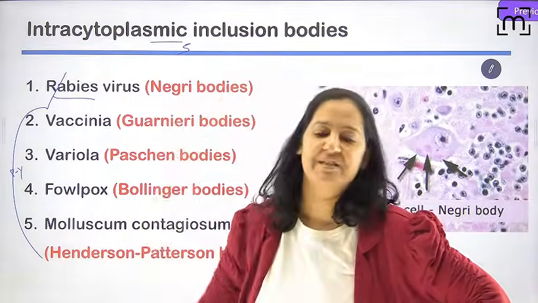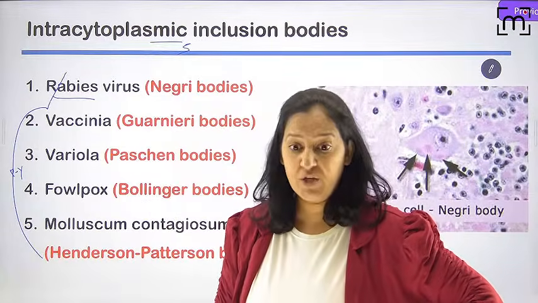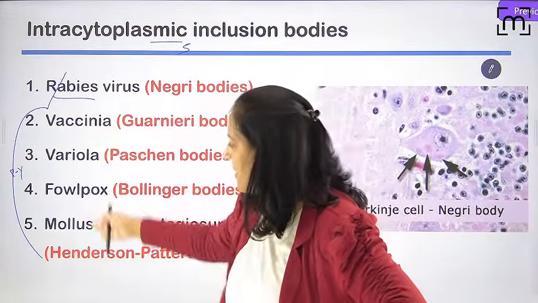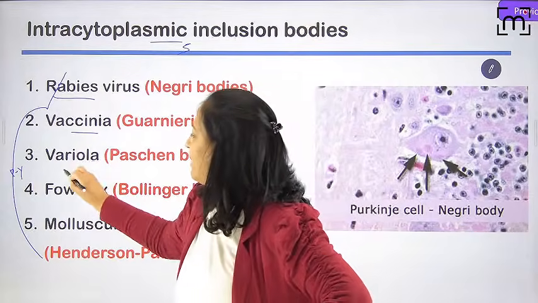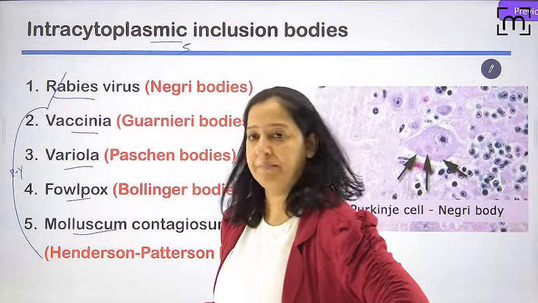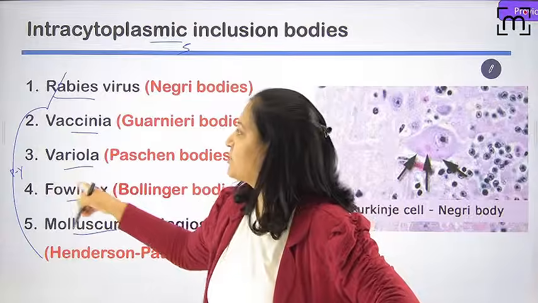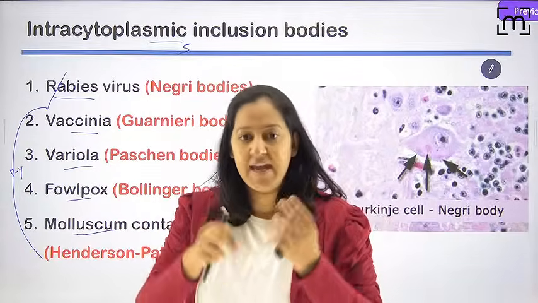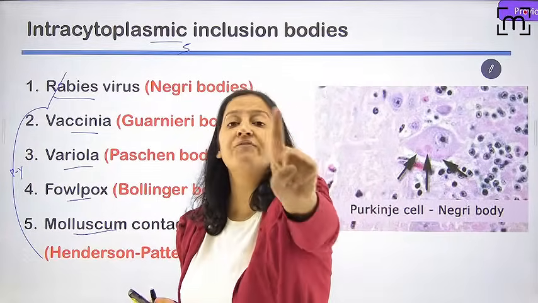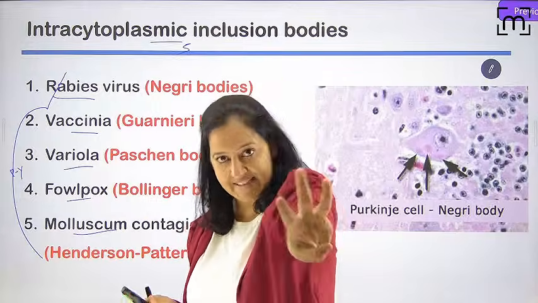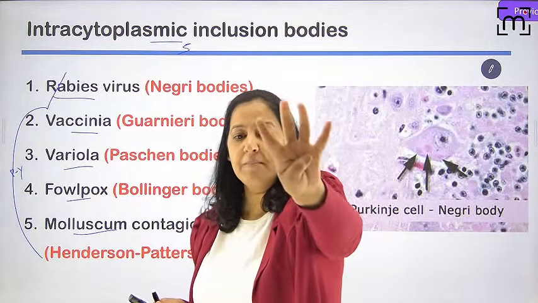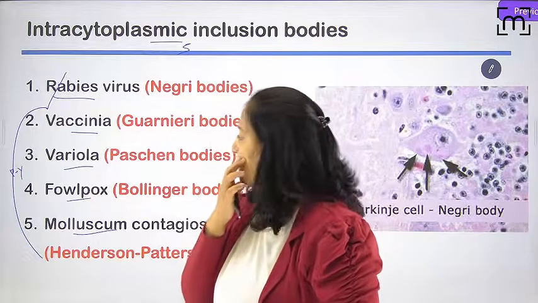Now go and see the classification in the notes, and see what the members of the pox virus are. You can see vaccinia, variola, fowlpox, and molluscum contagiosum. These all are members of the pox virus. The total is 5 viruses. One is rabies and 4 of them are pox viruses: variola, vaccinia, molluscum contagiosum, and fowlpox.